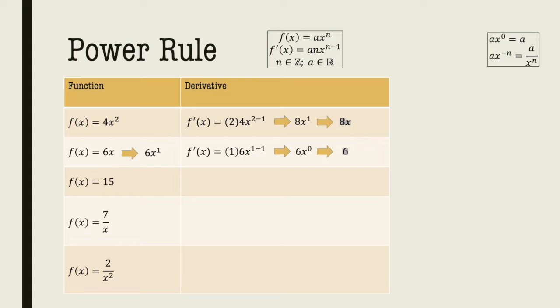Recall that if we have just a number, it is a horizontal line on the graph. If we once again look at the first formula in the box of the top right corner and turn it around, we discover that a equals ax to the power of 0. Thus, we know that 15 is actually 15x to the power of 0. Differentiating that function yields us 0x to the power of negative 1, but anything multiplied by 0 equals 0. Consequently, our derivative is also 0. This is true for all horizontal lines, that is, functions which are just a number.